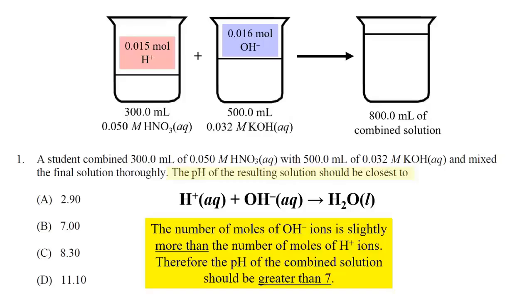So let's go ahead and eliminate choice A, which says the pH is 2.90. And let's eliminate choice B, which says the pH is 7.